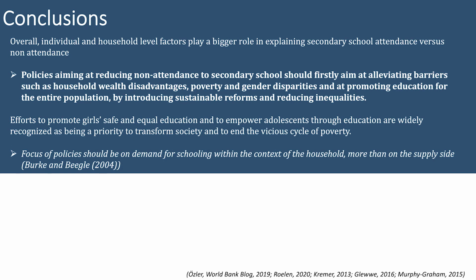but that was what was available at the time. So in conclusion, from this set of work here, the recommendation would be that policies aiming at reducing non-attendance should firstly aim at alleviating barriers at household level and individual level, such as household wealth disadvantages, poverty, gender disparities, and at promoting education for the entire population.